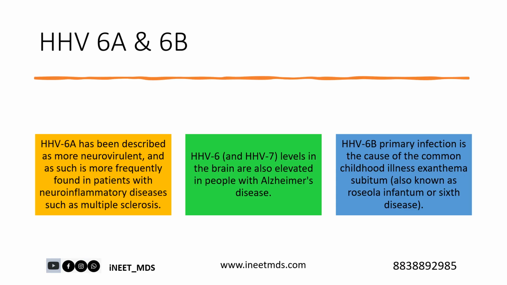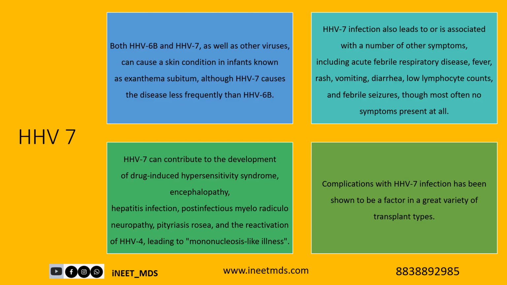Then we have the next virus, human herpes virus 6. HHV 6 has two groups, HHV 6A and 6B. 6A is more of a neurovirulent variant and is found in patients with neuroinflammatory diseases such as multiple sclerosis. Then we have HHV 6B, which causes common childhood illness like exanthema subitum, which is also known as roseola infantum or sixth disease.